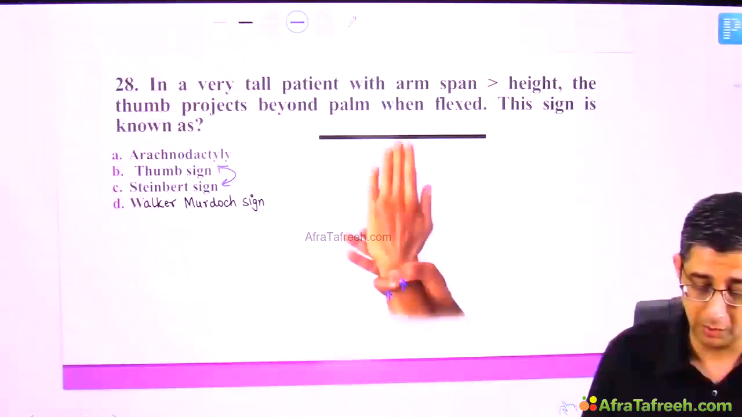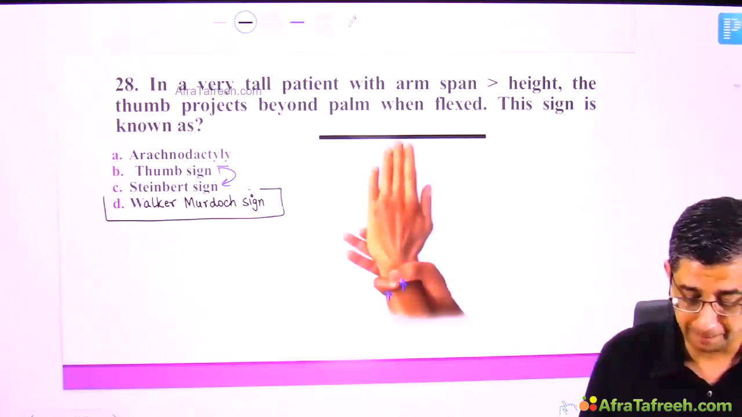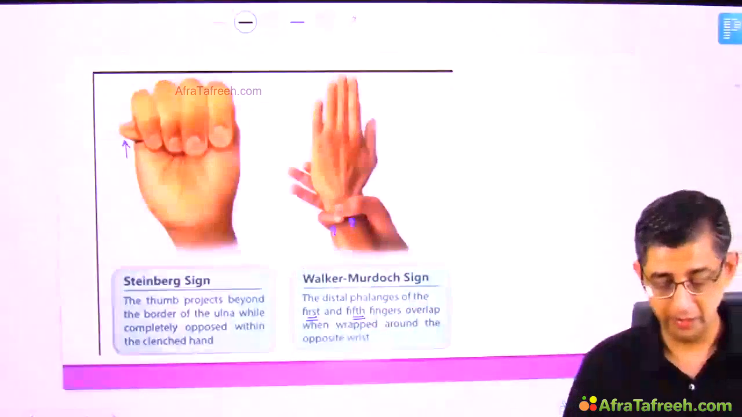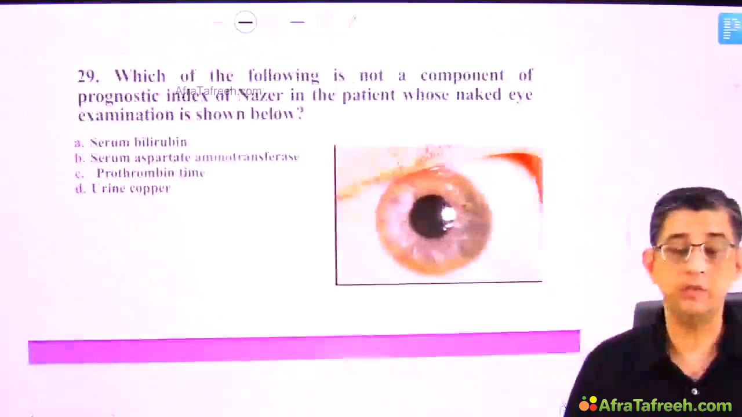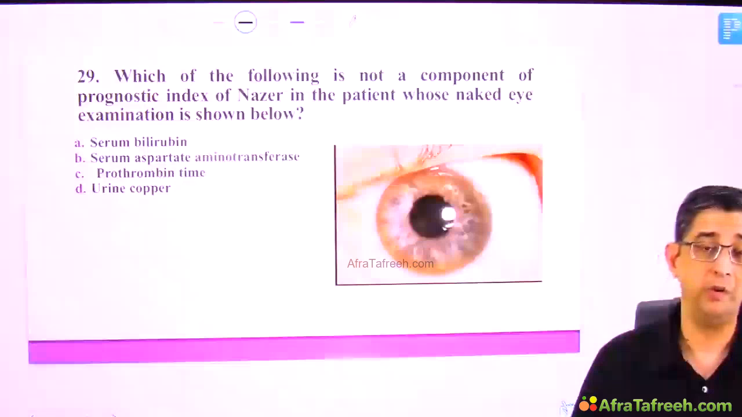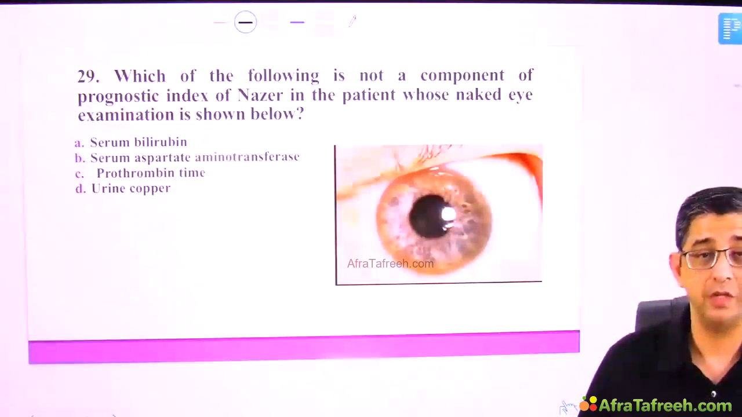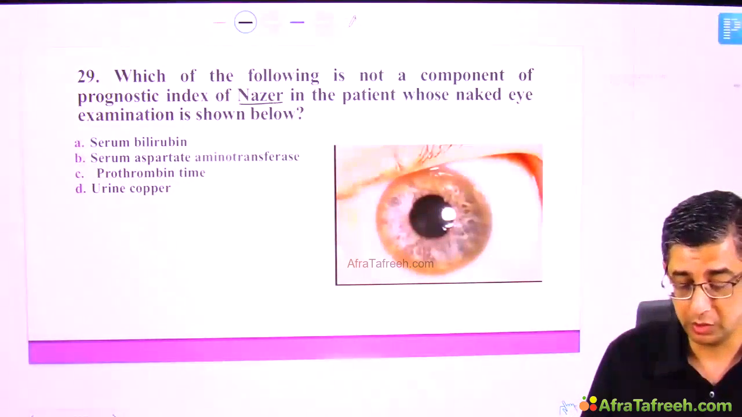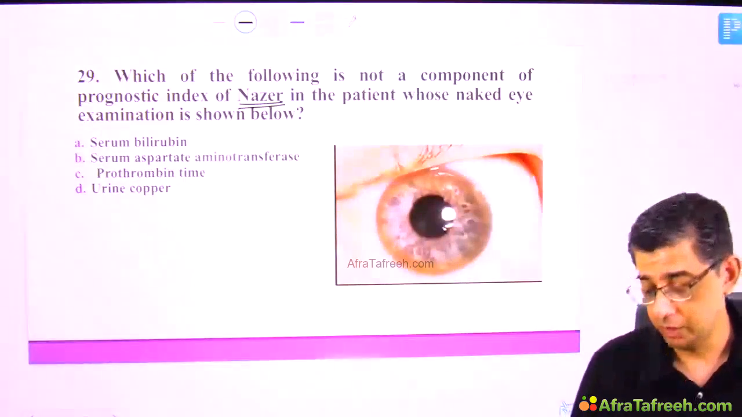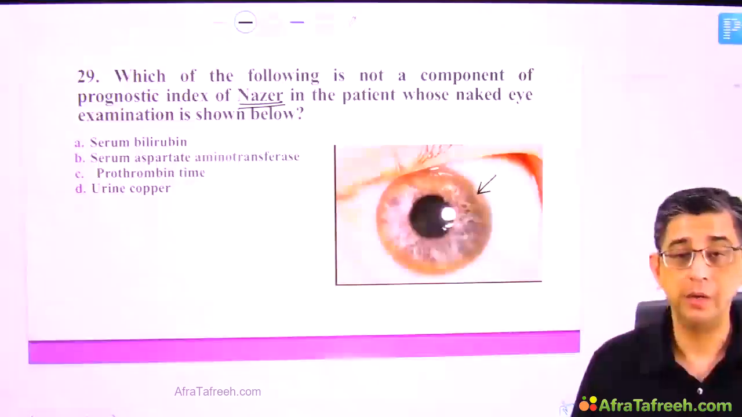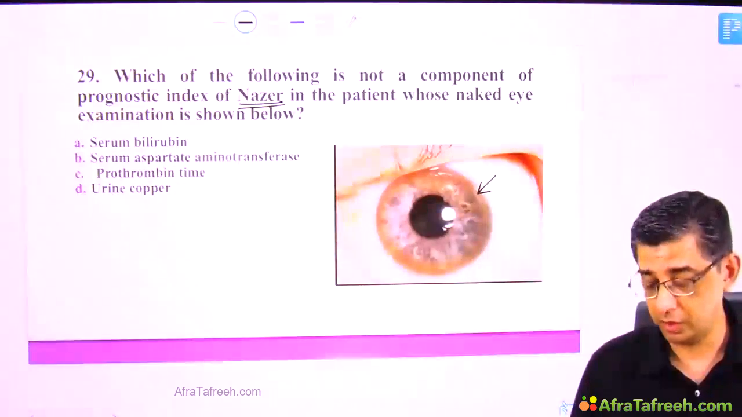The correct answer to question number 28 is option delta. Moving to 29. It says, which of the following is not a component of the prognostic index of Nazer in a patient whose naked eye examination is shown? There are two pieces of information provided here. One, you can definitely pick up the greenish-brownish ring in the periphery of the cornea, which is the KF ring.